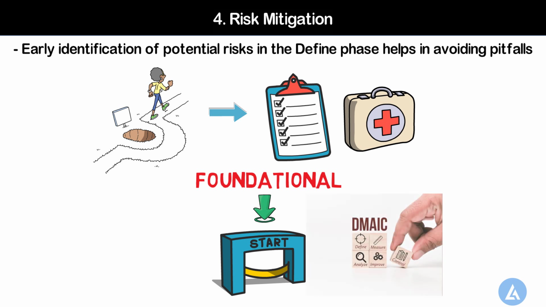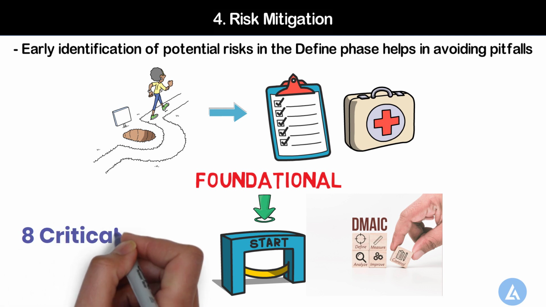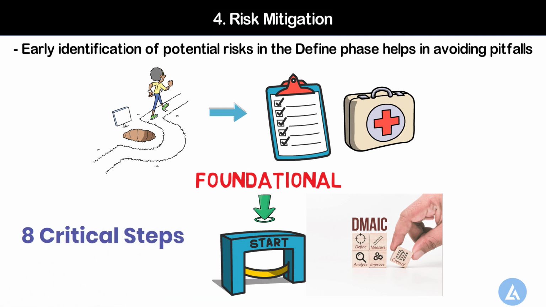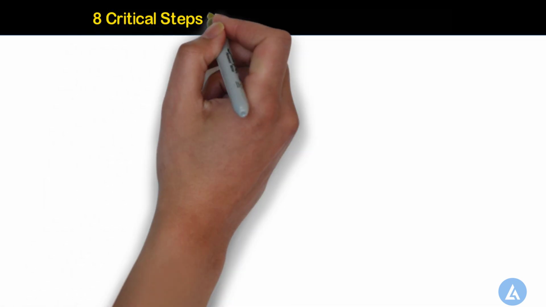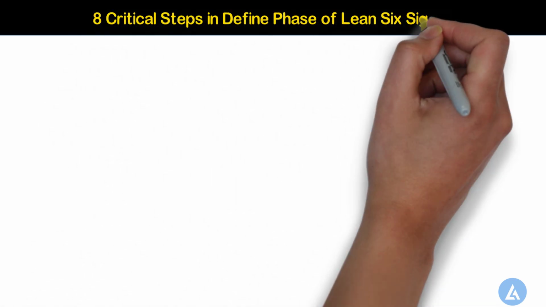process. From this video, we will go in detail to understand 8 critical steps in the define phase with the help of practical examples and a model project to ensure the success of the project. So, let's begin. 8 critical steps in the define phase of Lean Six Sigma.